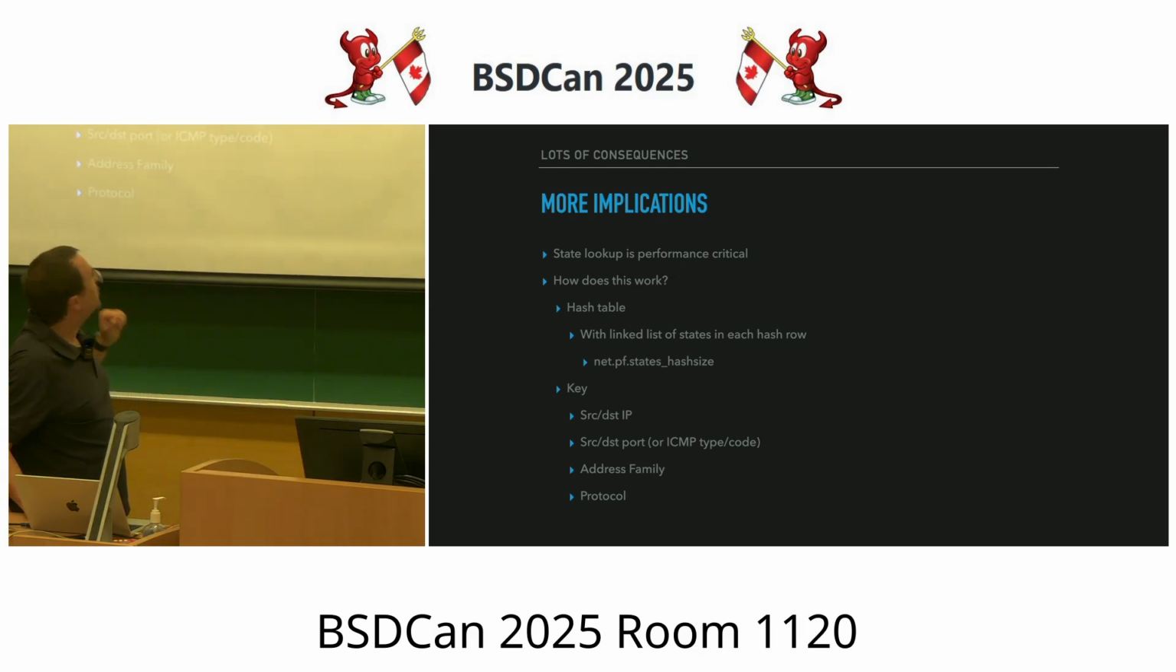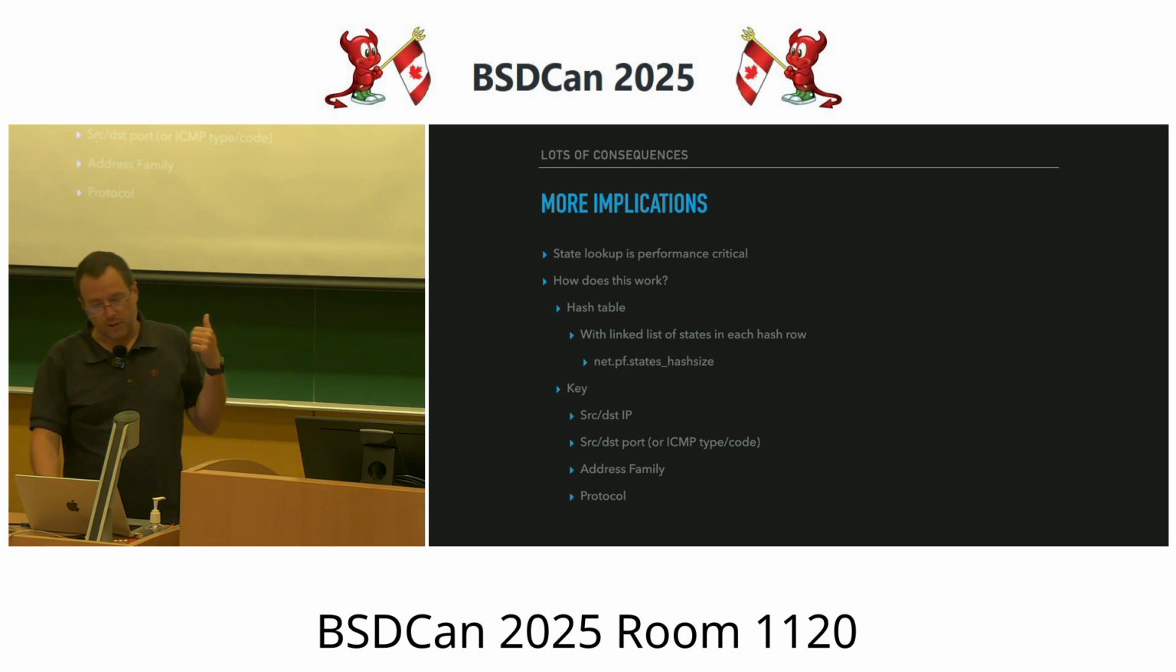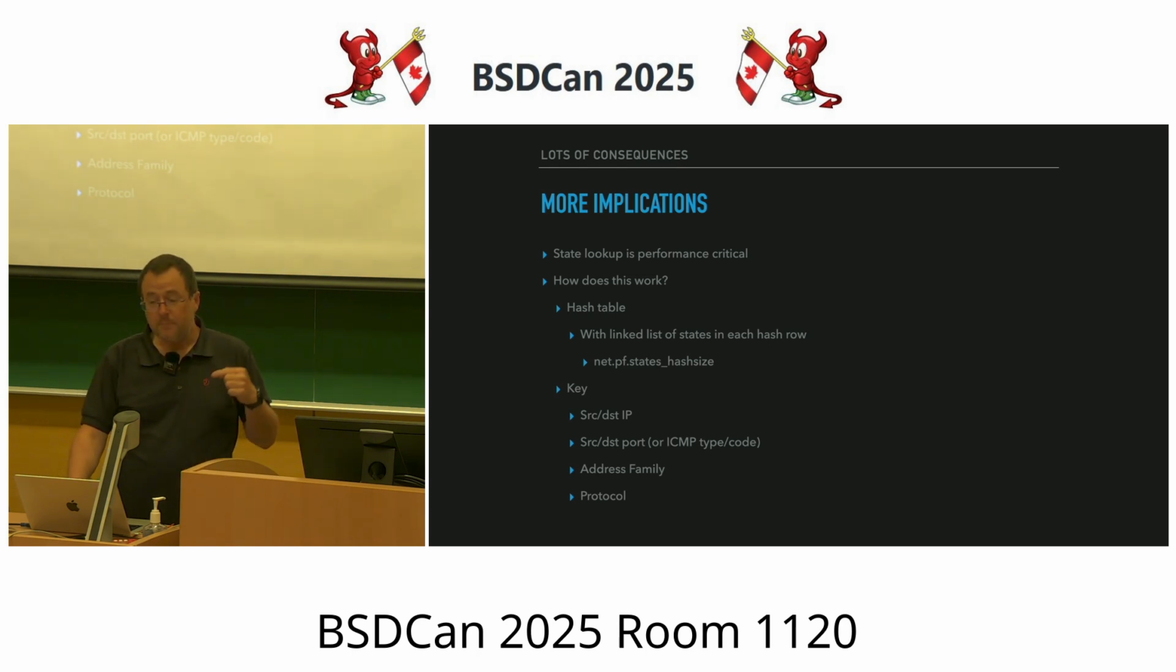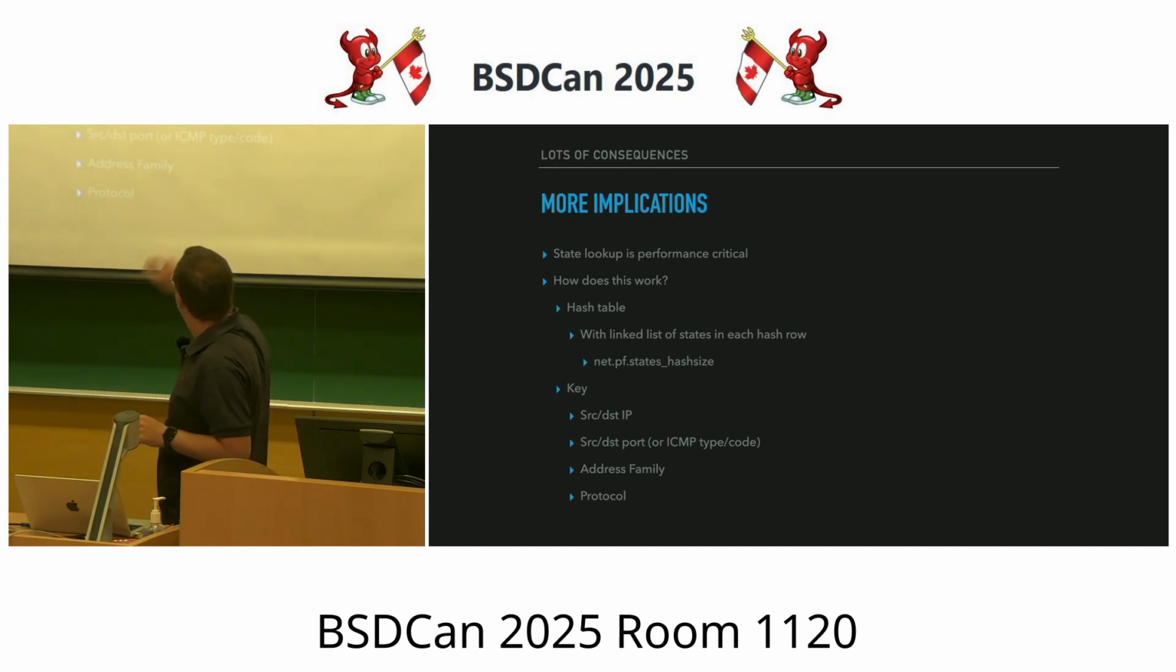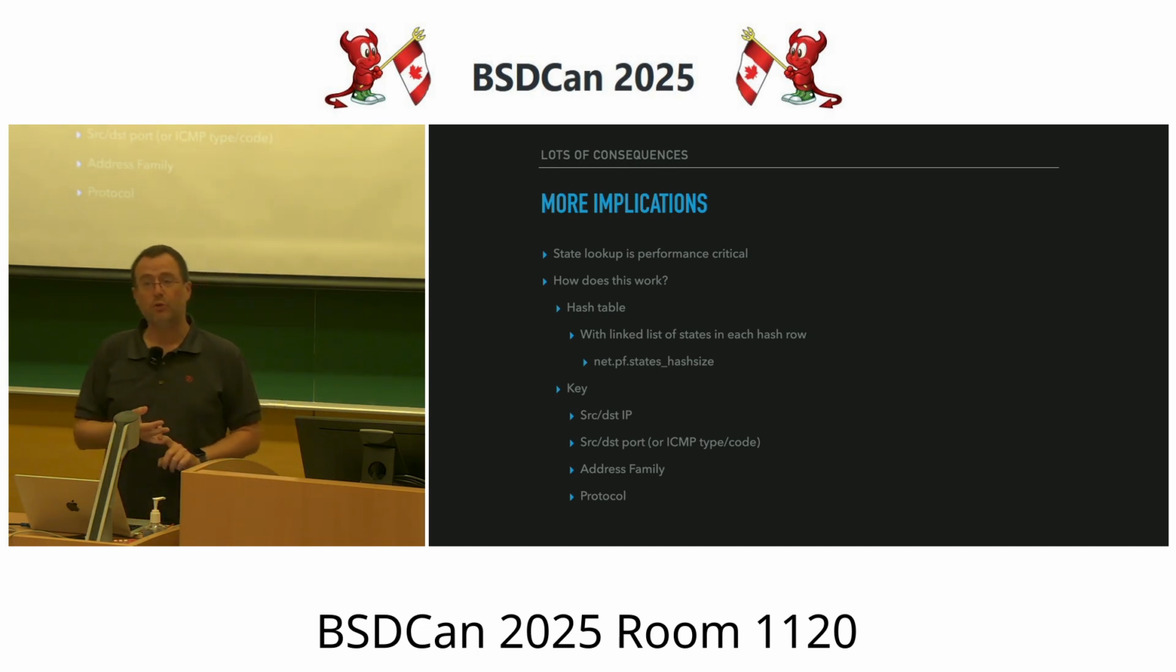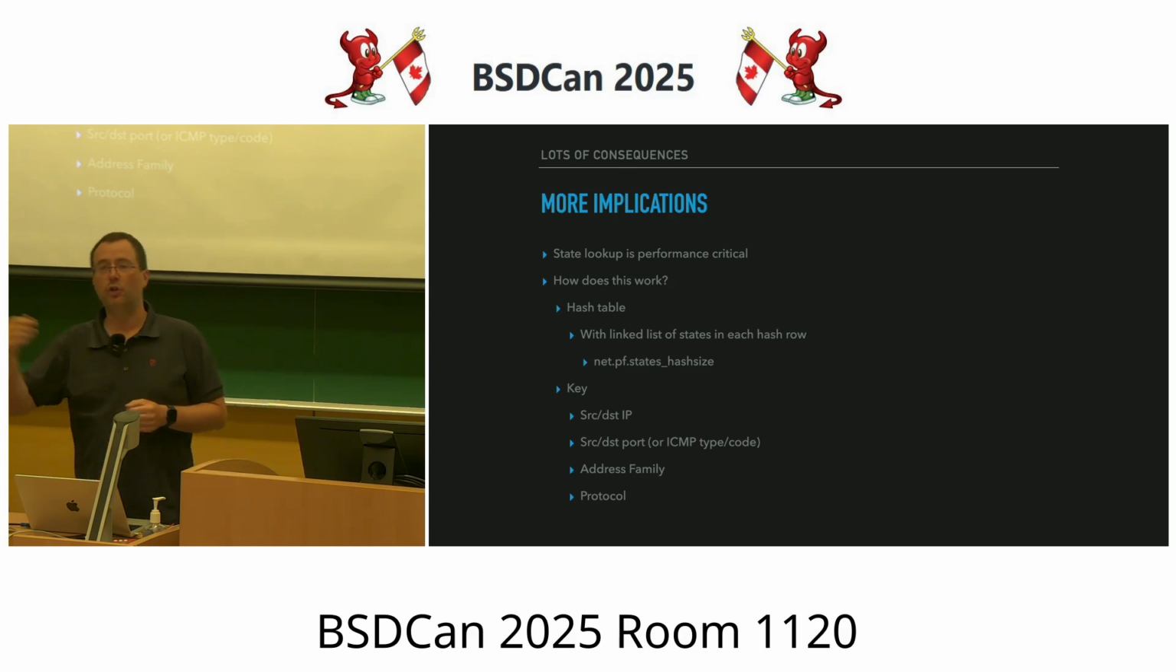And with this, again, a disclaimer, it is different on FreeBSD versus OpenBSD. On FreeBSD, we have a hash table. So we take the source and destination IP address, source and destination port, or for ICMP, type and code, the address family, and the protocol. And we hash this together, and we end up with a hash row, and we go and look in that row that is potentially a list of states. Do we find this state?